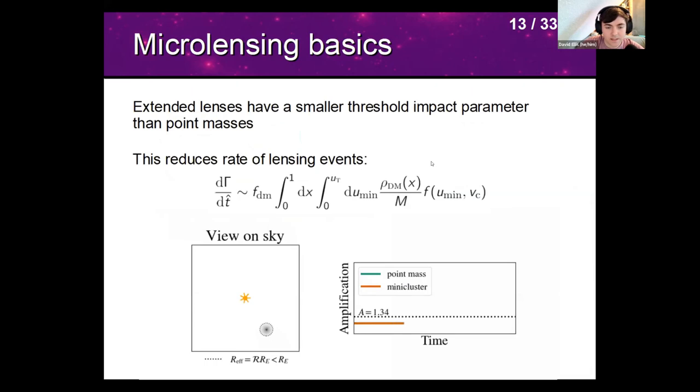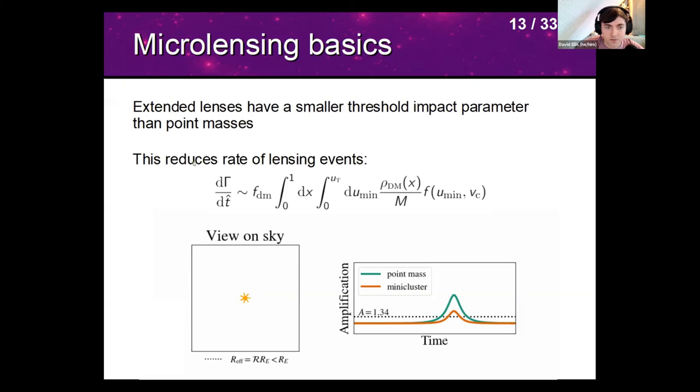Well, we see in this animation here that when objects pass between us and some object, a star, we can sometimes see a brief amplification of the light of this object. And therefore we can infer the presence of these objects. But as is illustrated in this animation, mini clusters aren't actually point masses. Therefore they have a much smaller threshold impact parameter.